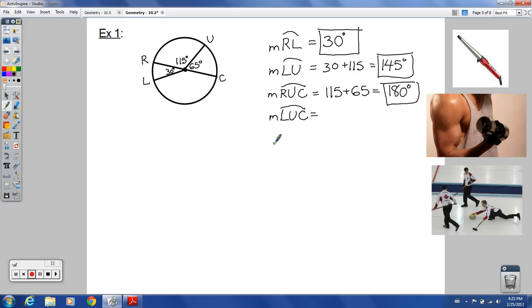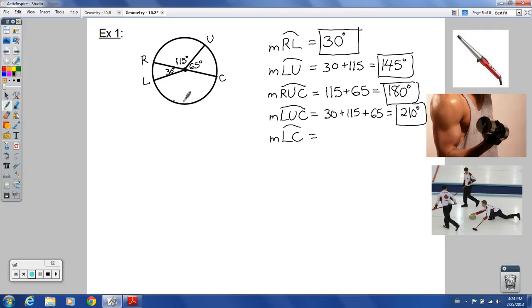That would just be the measure of LC. And I want to add that one to here. I wasn't originally going to do that one, but let's say I had that instead. So the measure of LUC would be 30 plus 115 plus 65, because I'm going from L through U to C. And so we have 30 plus 115 plus 65. This would be 145 plus 65, which is 210 degrees.